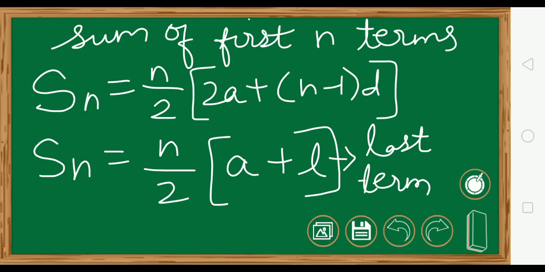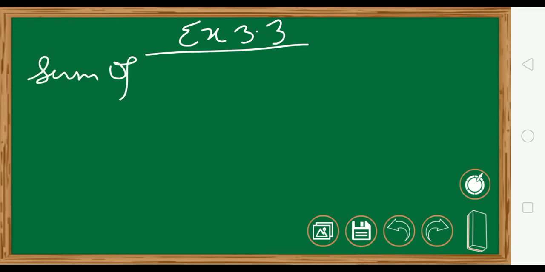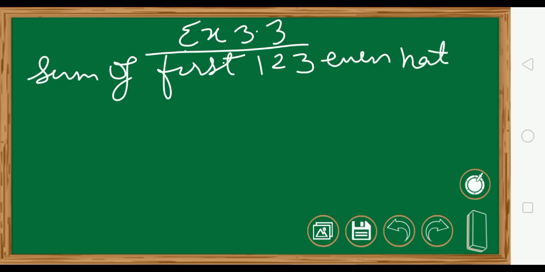Now we will solve the first sum of your exercise 3.3. The first sum is fill in the blanks, which you can easily do. Just fill up the data. Second sum, they have told you to find the sum of first 123 even natural numbers.